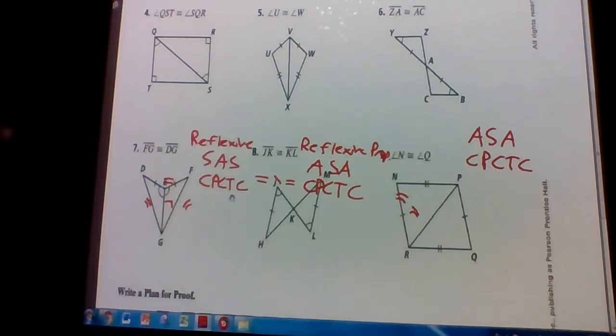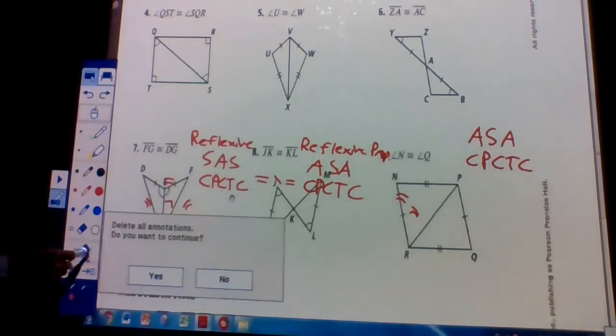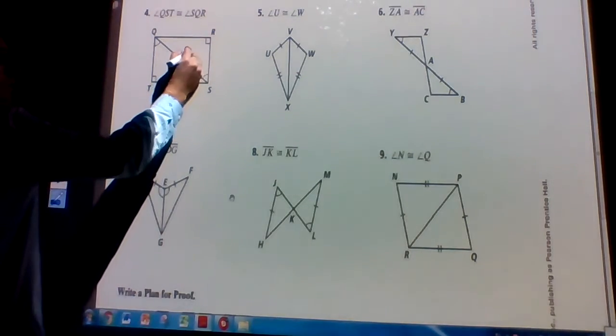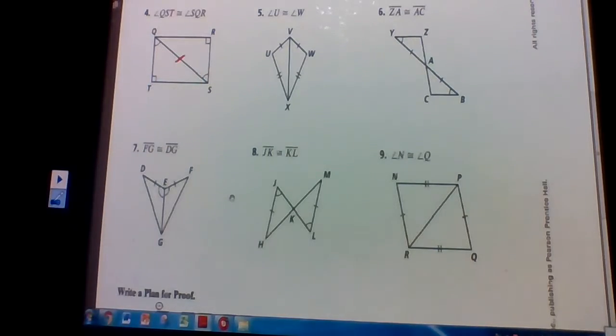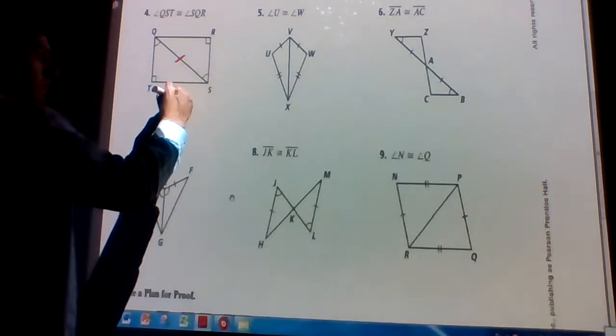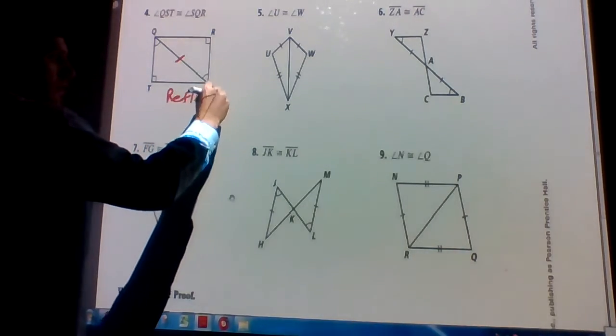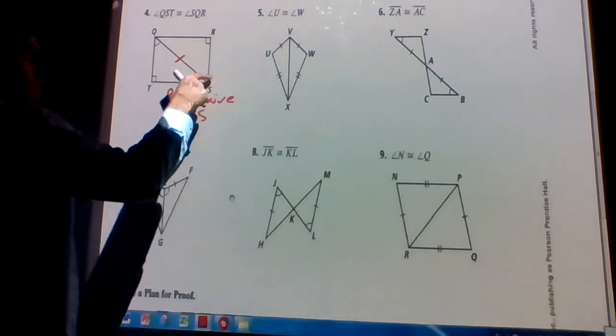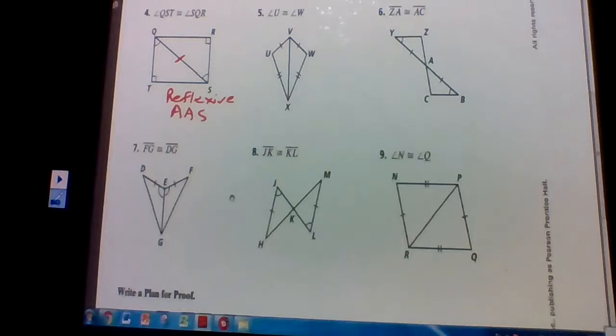Number four. We can use the reflexive property here. Okay, and then we have angle, angle, side. So we use the reflexive. And then we use angle, angle, side. We have two pair of angles, one pair of sides. It's non-included. It's not between the two sides.